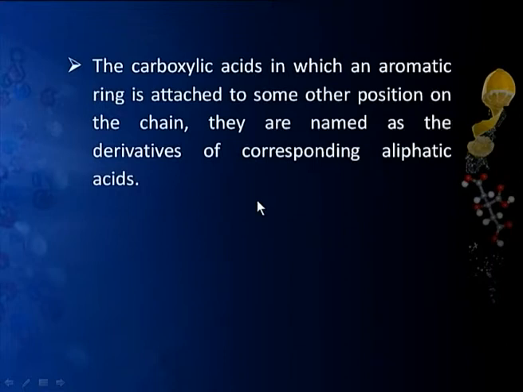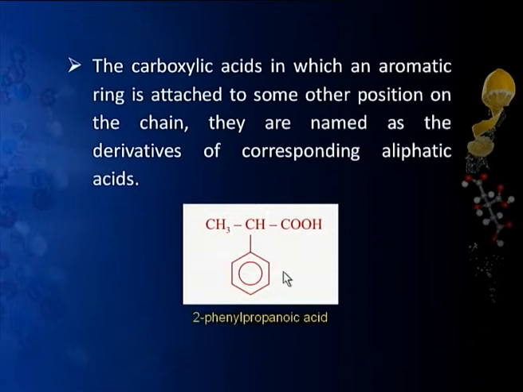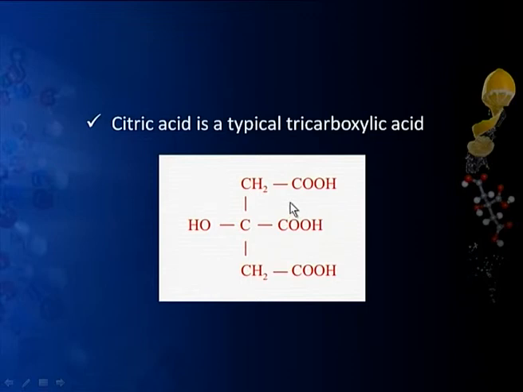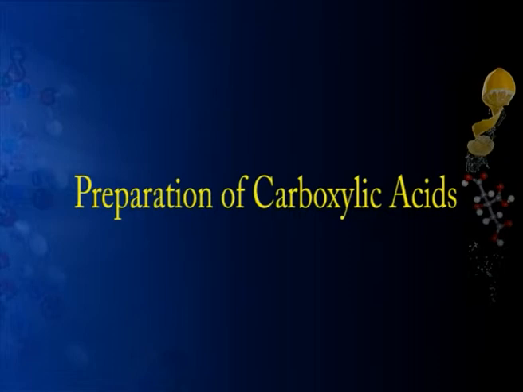If the carboxylic acid is such that an aromatic ring is attached to some other position on the chain, then they are named as derivatives of the corresponding aliphatic acids. For example, if there is a 3-carbon chain like this, acid is on the aliphatic chain, benzene ring is attached here, so this acid is simply named as 2-phenyl propanoic acid. This is citric acid, which is a tricarboxylic acid and having one hydroxyl group also, a common constituent of all citrus fruits. Now let us move on to preparation of carboxylic acids.